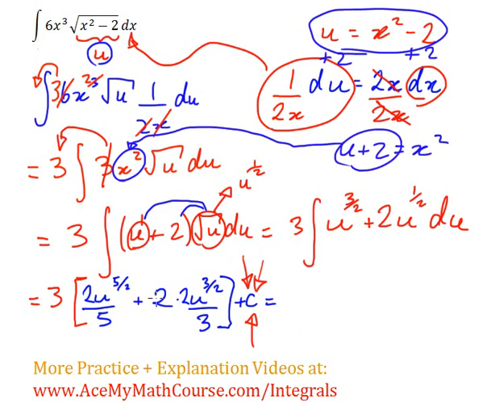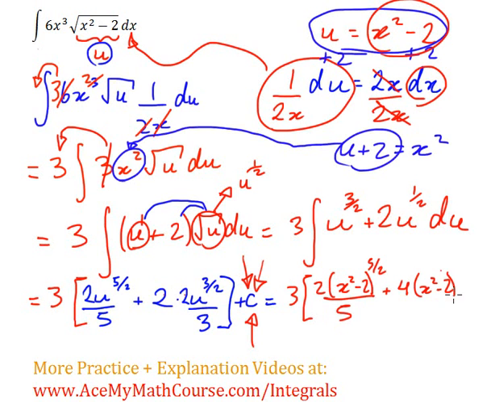So now we have 3 times u to the power 5 over 2 over 5, but I'm going to replace the u for x squared minus 2. So I have x squared minus 2 to the power of 5 over 2 over 5 plus 2 times 2 is 4 times u to the 3 over 2. u is just x squared minus 2, all over 3, plus c. And then the last step, of course, would be just to distribute the 3.